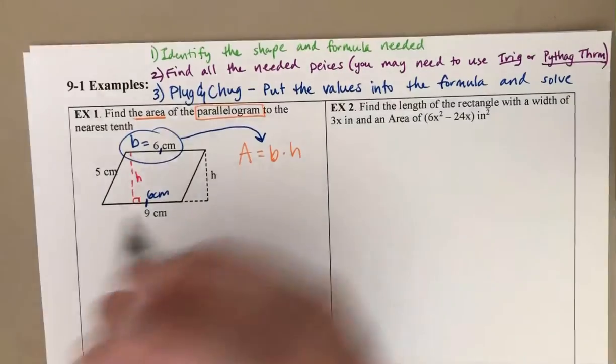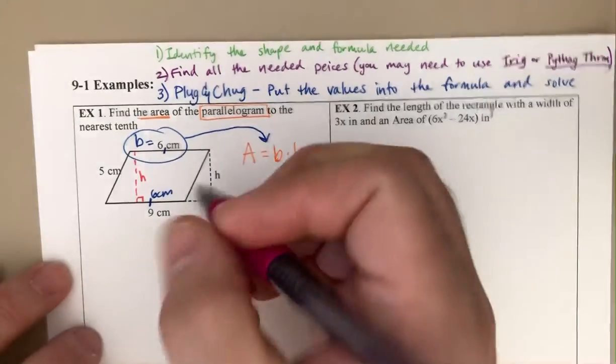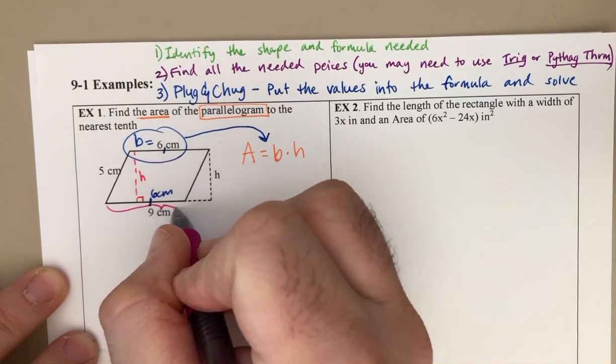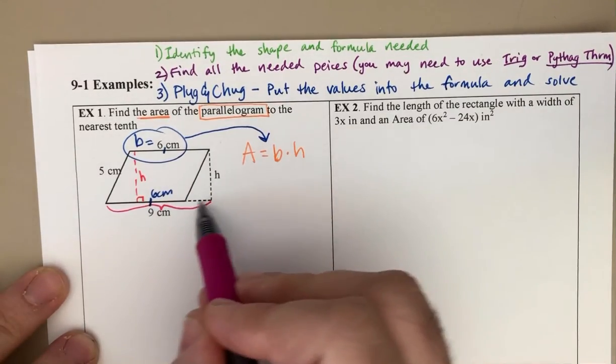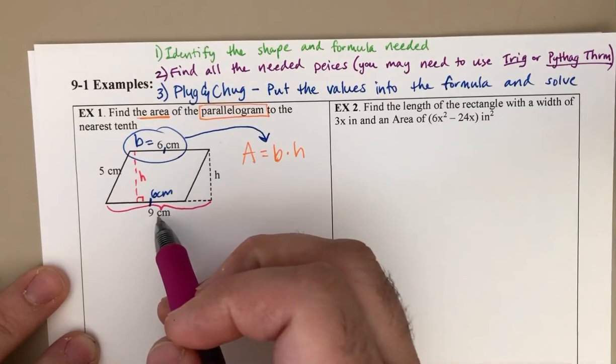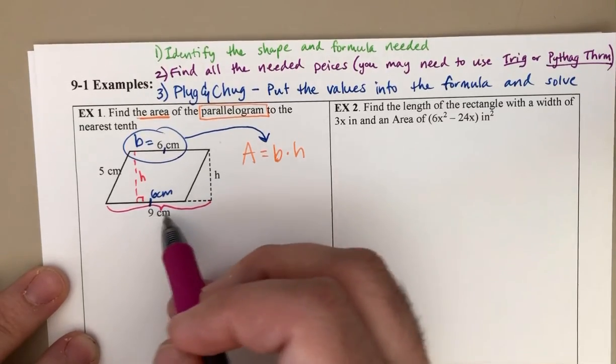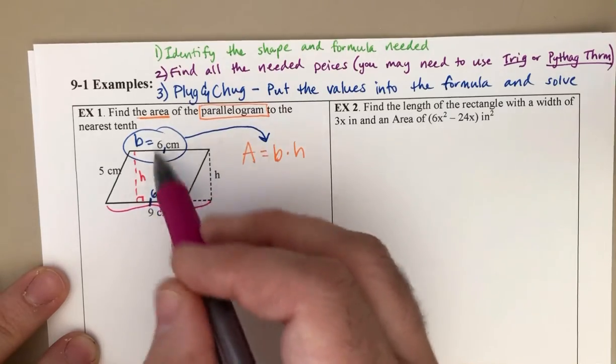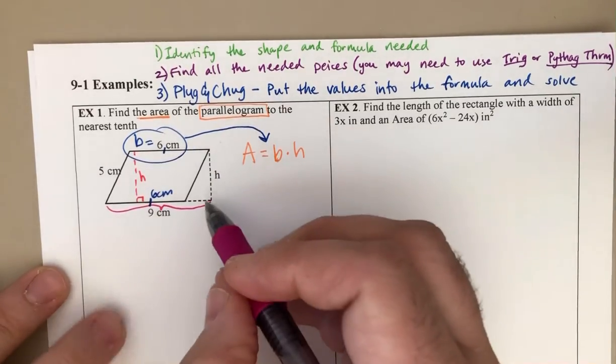So what's this 9 referring to then? Well, the 9 is including that dashed piece. From end to end with that dashed piece, that's where the 9 is coming from. So that's not what we care about for the base of our parallelogram. So the 6 is the base, and that's going to go in there.